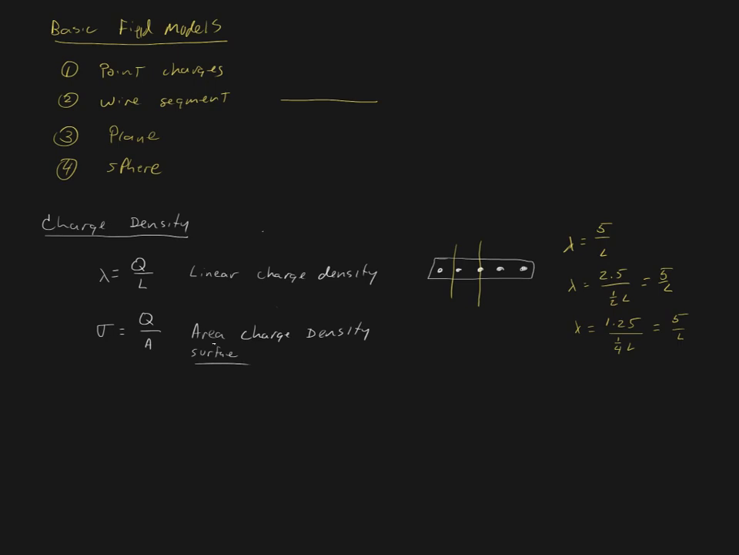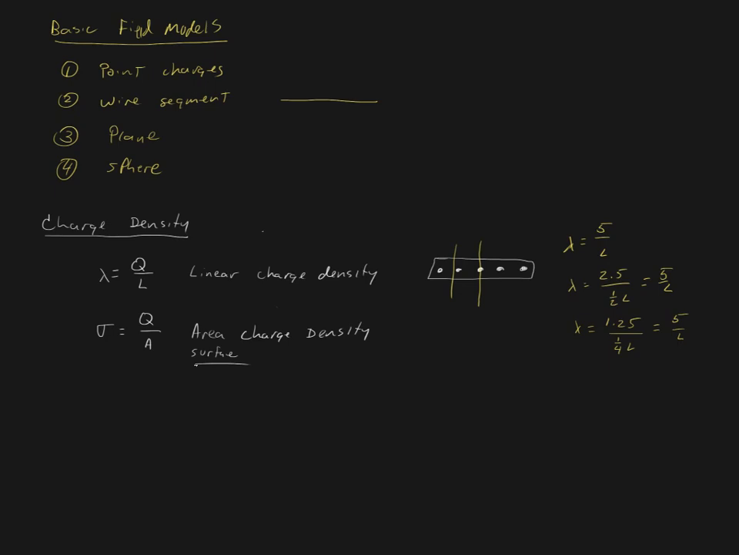Now, I wrote area charge density here. I probably should have written surface charge density because let's look at this. This is lambda. It starts with an L, L for linear. This is sigma, starts with an S, S for surface. So it should be relatively easy to remember which one of these goes with which.